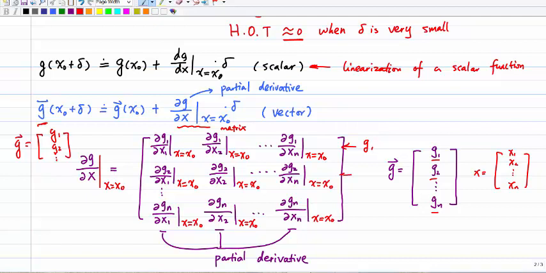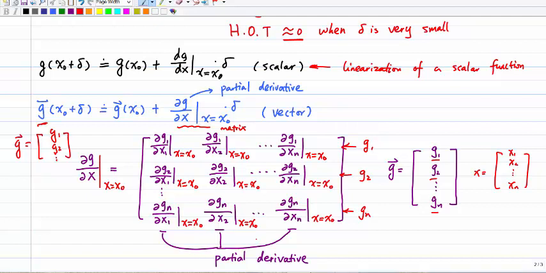The second row, as you can imagine, you change only g1 to g2, and everything else is the same. You take the partial derivative of g2 with respect to x1, x2, until xn. Similarly, you do this for all the rows until you reach gn: partial gn over partial x1, partial gn over partial x2, up to partial gn over partial xn. Of course, they all have to be evaluated at x equal to x0.